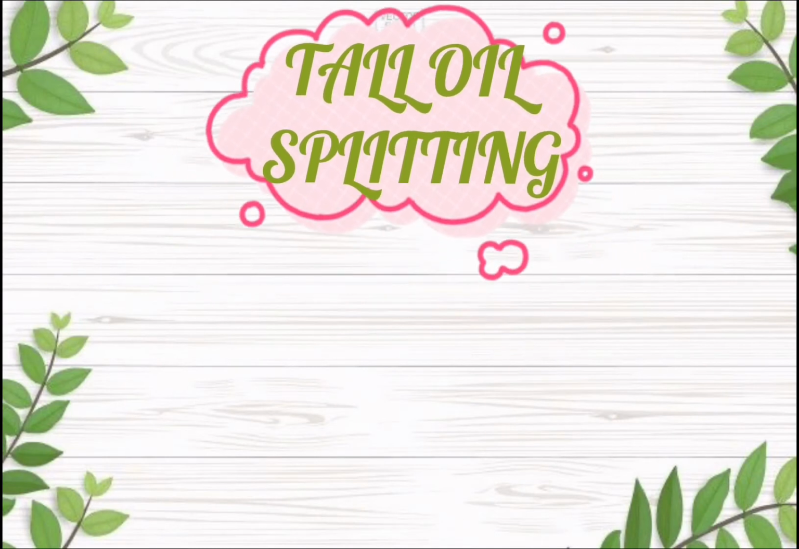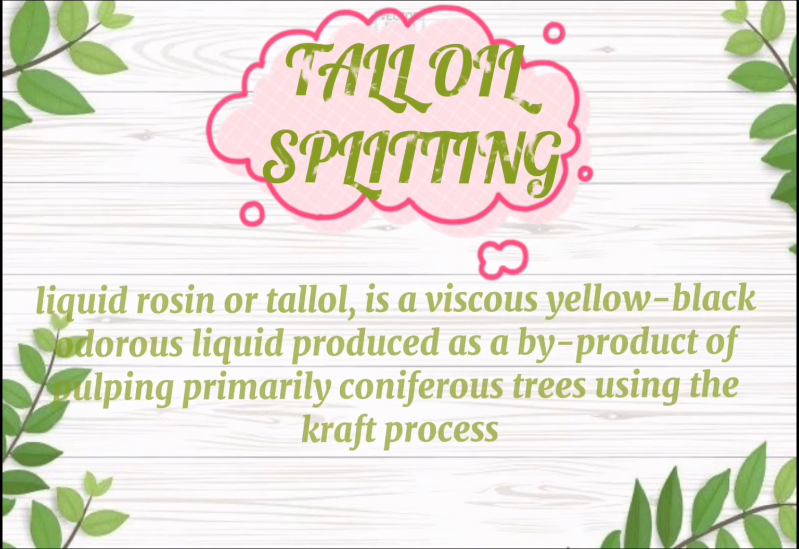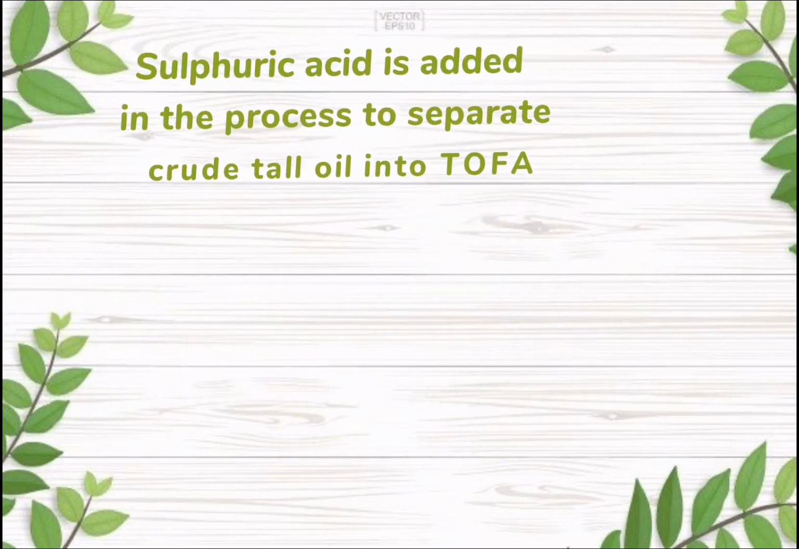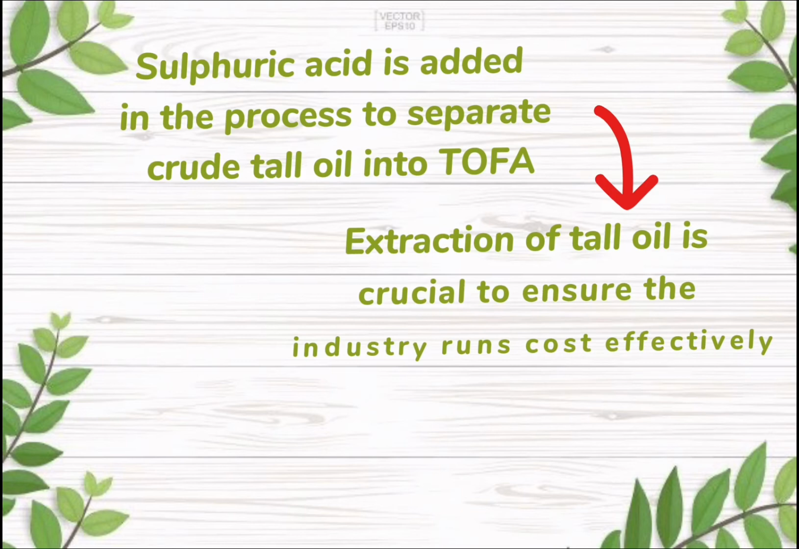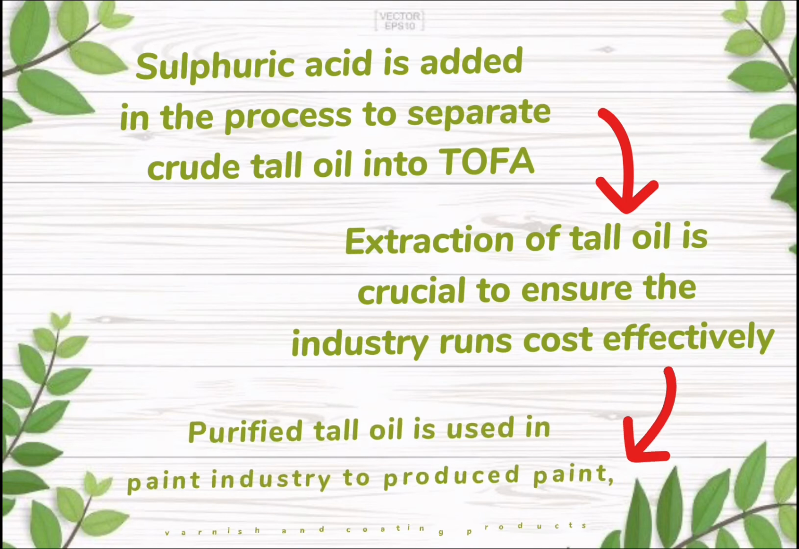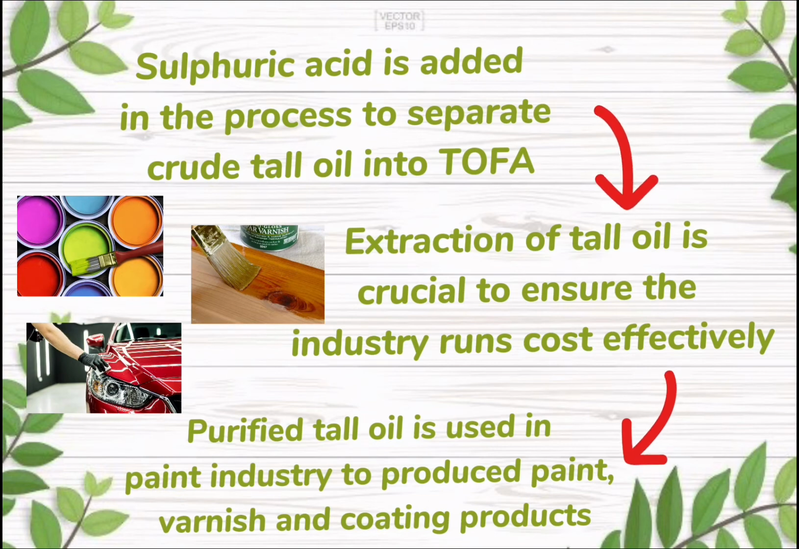Tall oil, also known as liquid rosin or tallol, is a viscous yellow-black odorous liquid produced as a byproduct of pulping, primarily coniferous trees, using the kraft process. Sulfuric acid is added in the process to separate crude tall oil into TOFA, which is short for tall oil fatty acid, and the next product is resin. Extraction of tall oil is crucial to ensure the industry runs cost effectively. Purified tall oil is used in the paint industry to produce paint, varnish and coating products.